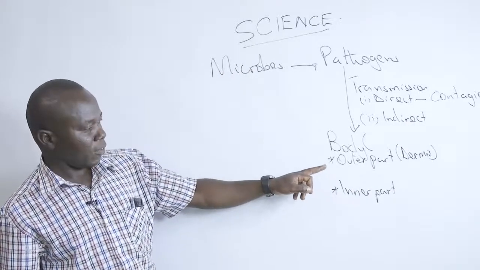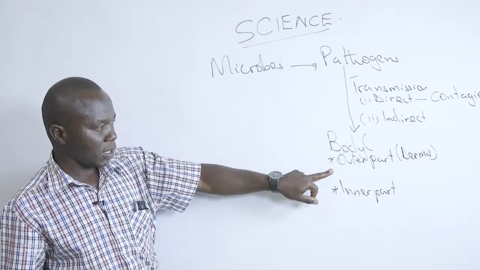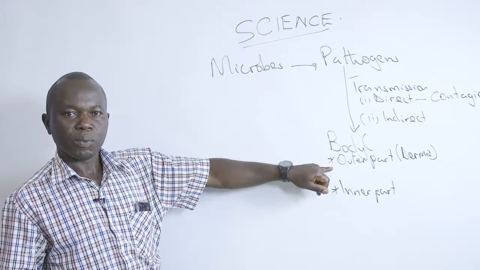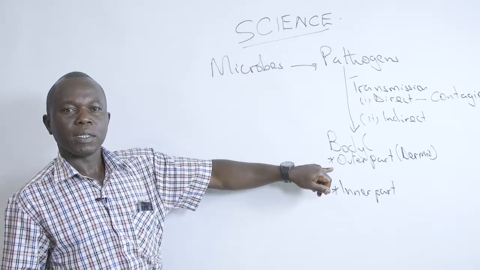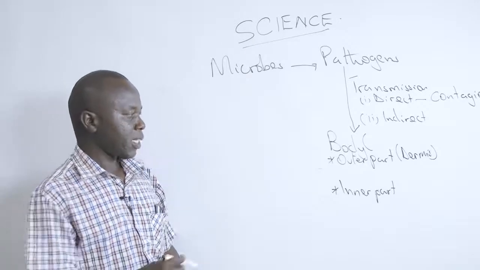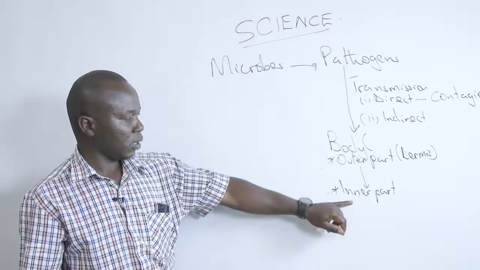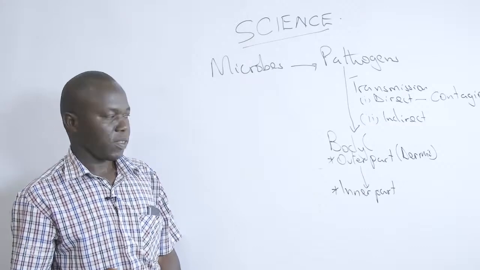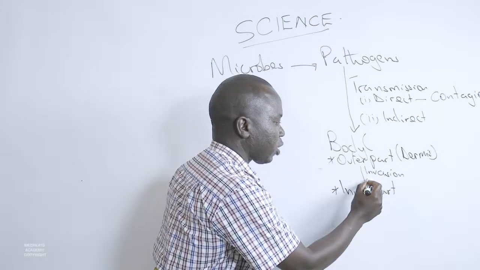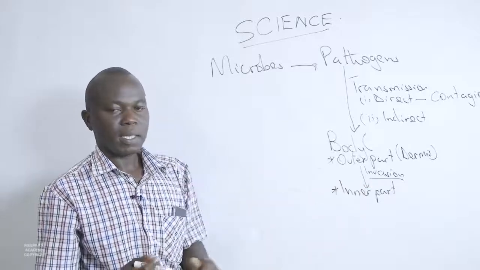Now, after the pathogen has encountered the outer part of the body, sometimes it will get into the body, or the skin will be enough to prevent the entry of pathogens into the inner parts of the body. But if that pathogen succeeds in getting into the inner part of the body, we call that process invasion. So we shall say the body has been invaded by a disease.